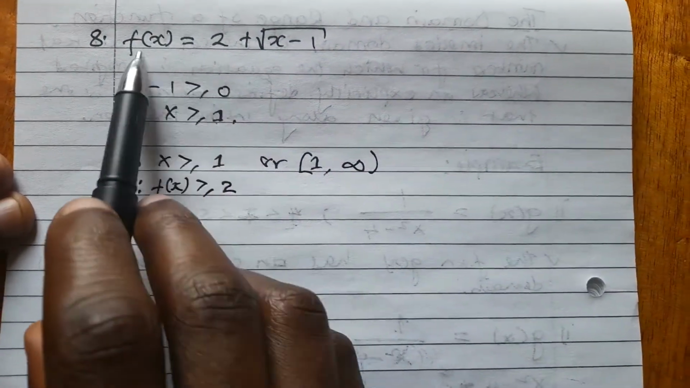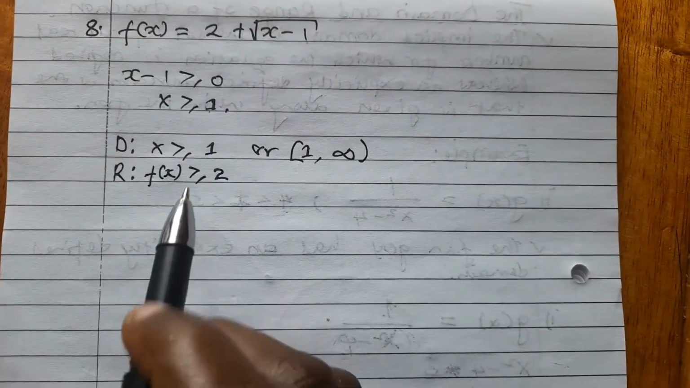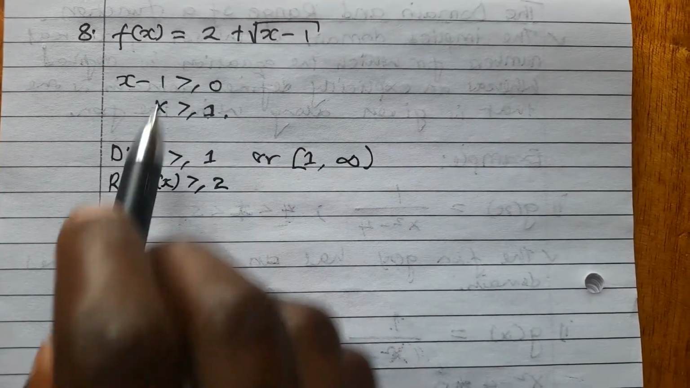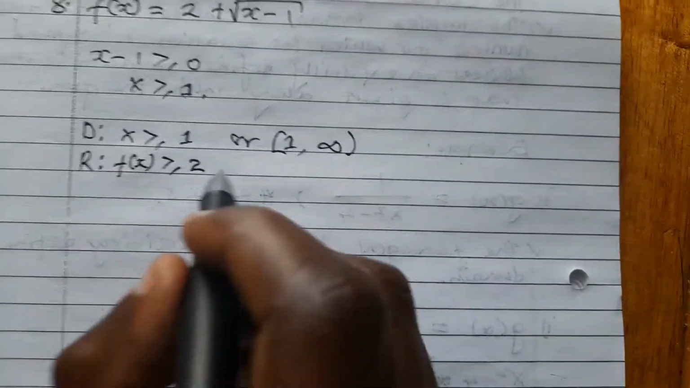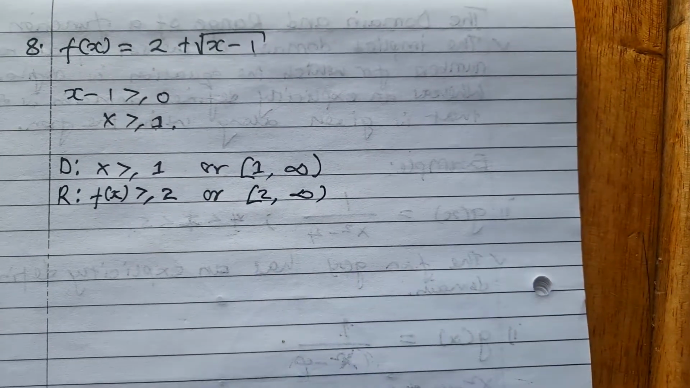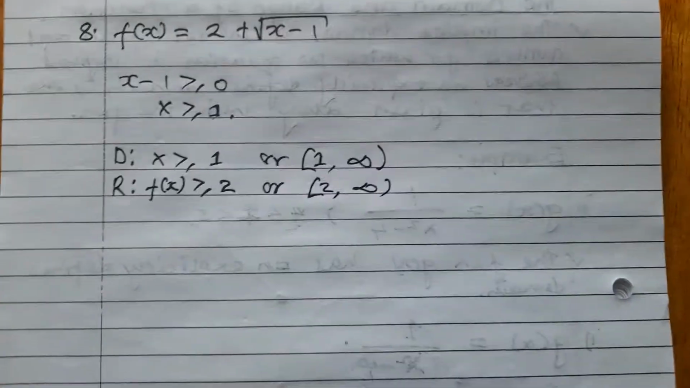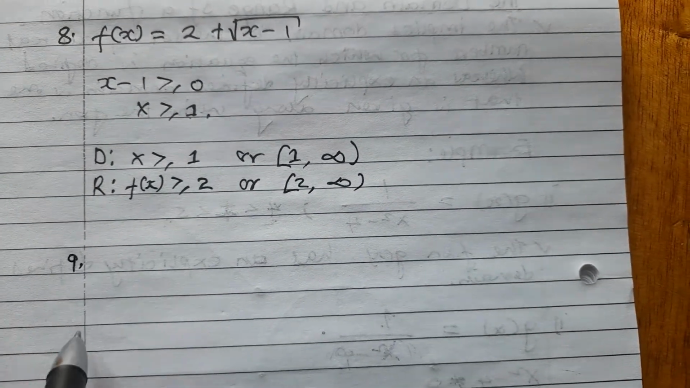So my f of x will be from 2 and above, which is obtained by simply plugging in the domain, that is 1. This can also be written as 2 to infinity, where infinity itself is not included. That was simple. Maybe we have another example.